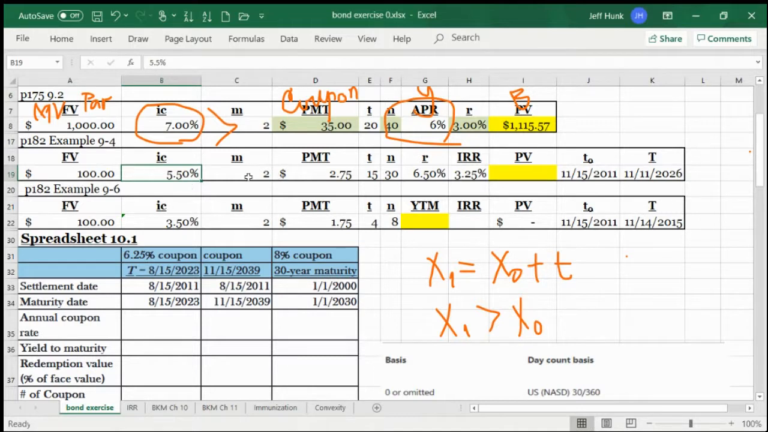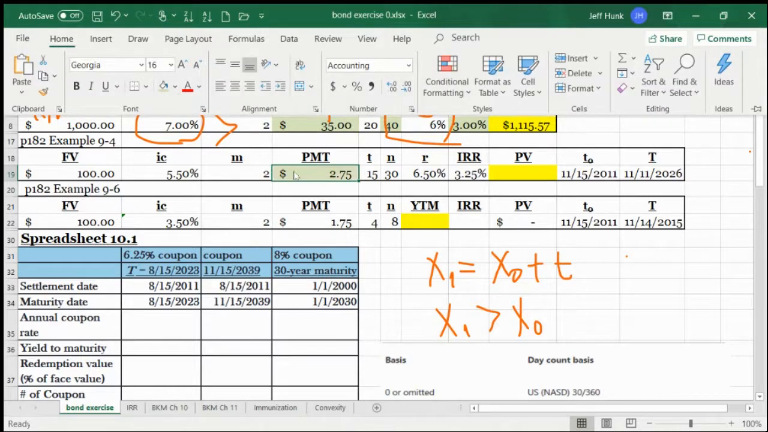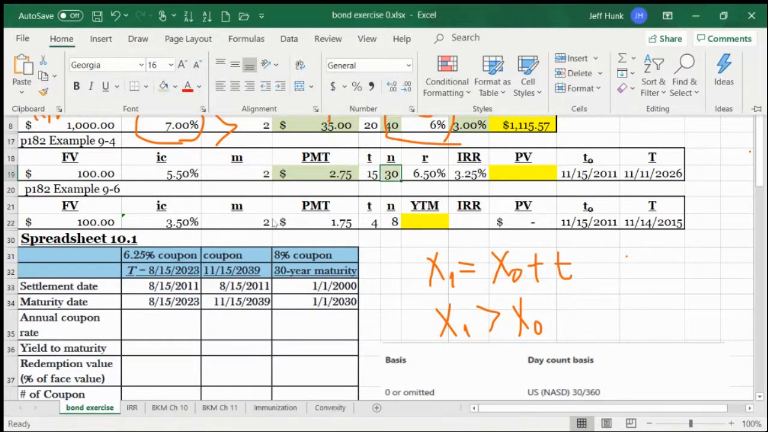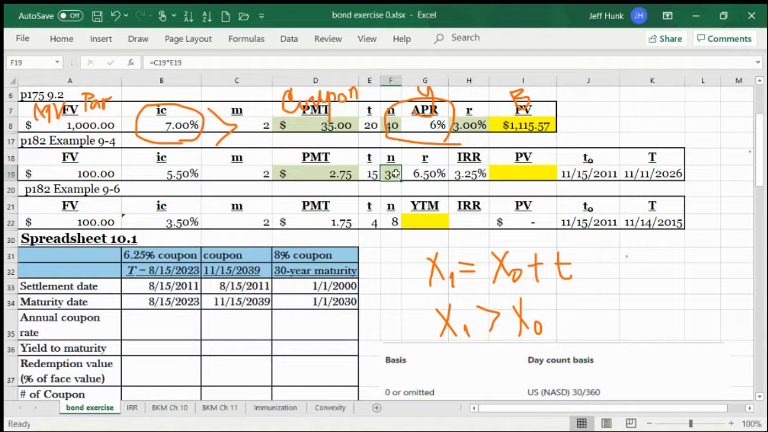5.5% coupon rate. And then, of course, it's always semi-annual. So the coupon payment is not $2.75, it's $27.50. And of course, I didn't have to do this over again. I just copied this and pasted it here. And then the time to maturity is 15 years. So the actual number of coupon payments or compounding periods would be 30.